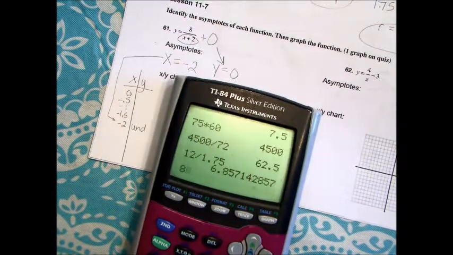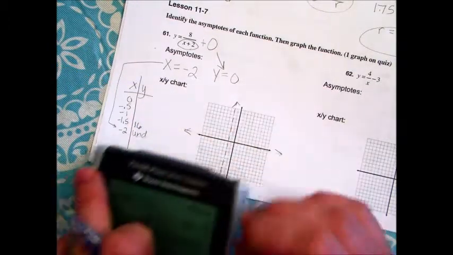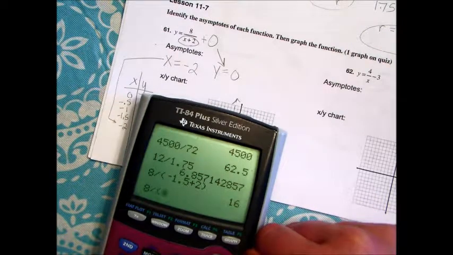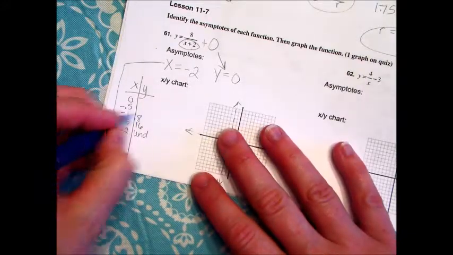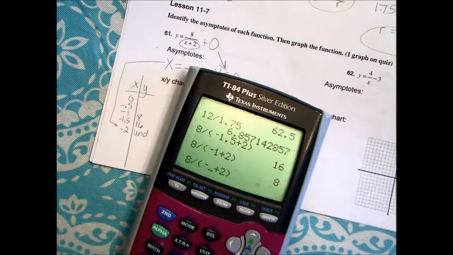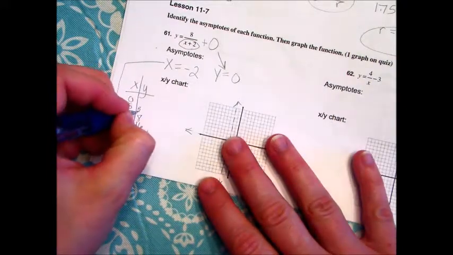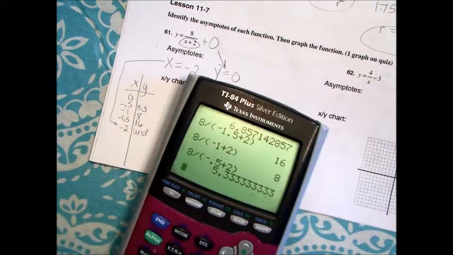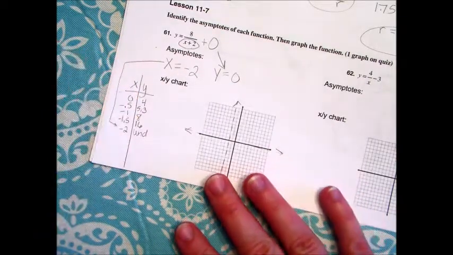So I'm going to do 8 divided by the quantity -1.5 plus 2. It's going to give me 16, a very high number. Now let's try -1. When I plug in -1, I get 8. Now let's try -0.5 and see what happens. I get 5.3 repeating. Now let's try 0. I get 4. Let's see if that's enough to get our shape.